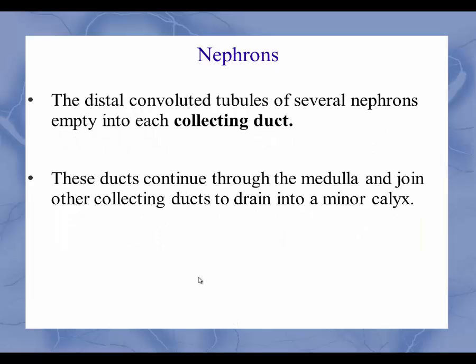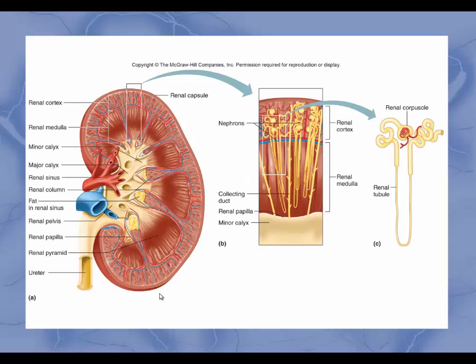These distal convoluted tubules will merge together from other nephrons and form what's called the collecting duct. These ducts will continue through the medulla to join other collecting ducts that will drain urine into the minor calyx. We'll start with the generic kidney, and we'll get closer and closer, and we'll talk about the terms we just mentioned. So if you're zooming in, say on this area here, the cortex and the medulla, and one nephron.